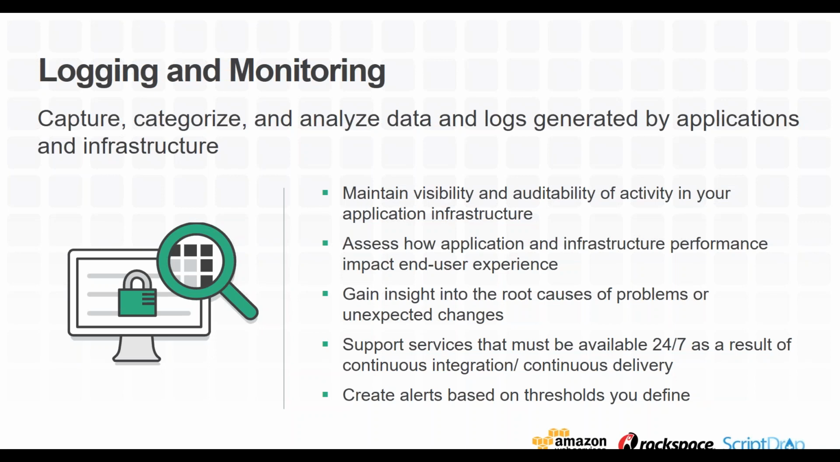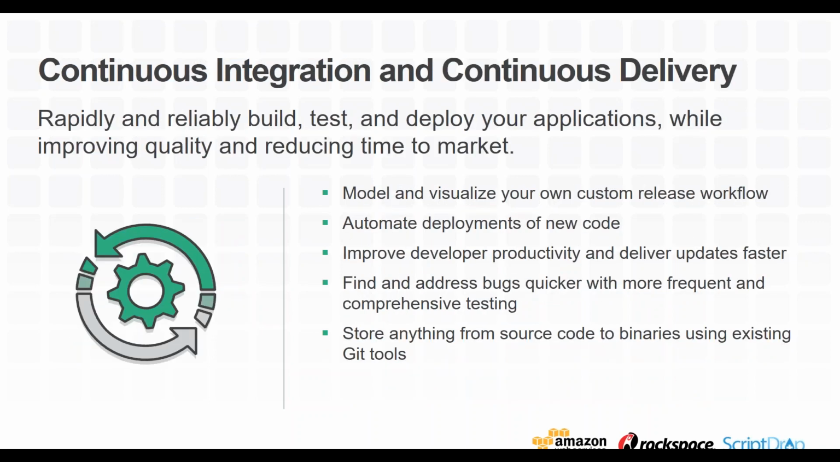With respect to continuous integration and continuous delivery, the AWS developer tools help you securely store and version your application source and automatically build, test, and deploy your applications. So you can start with AWS CodePipeline, or you can use any of the CodeStar services that are out there, and you'll hear more about this from the Rackspace team and from ScriptDrop, their customer.